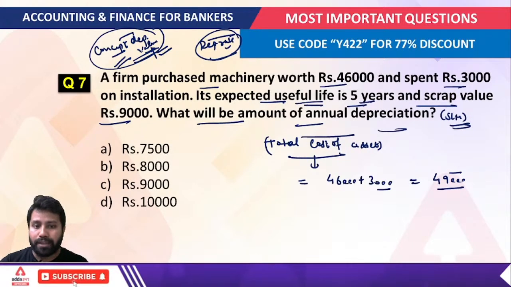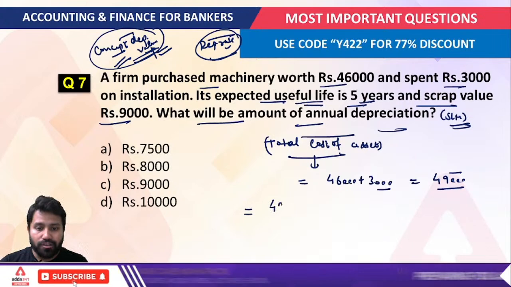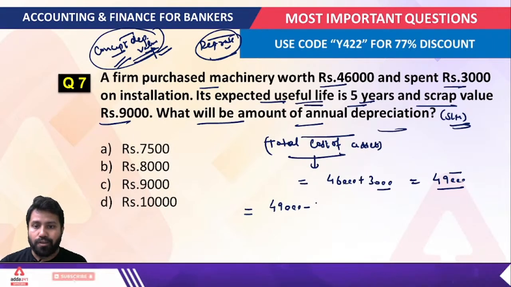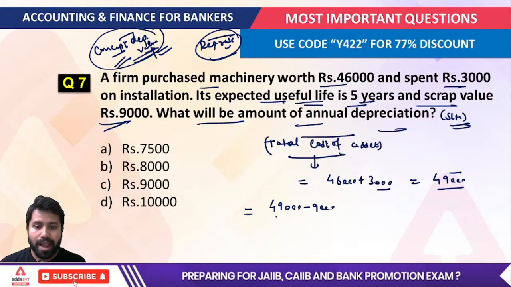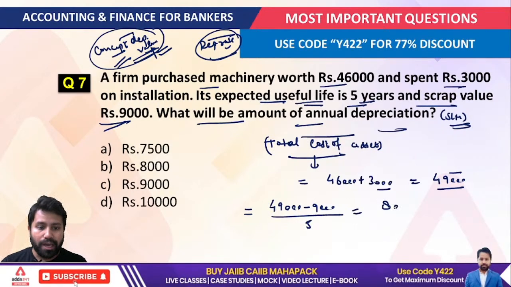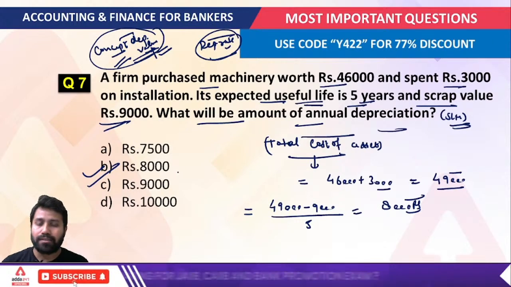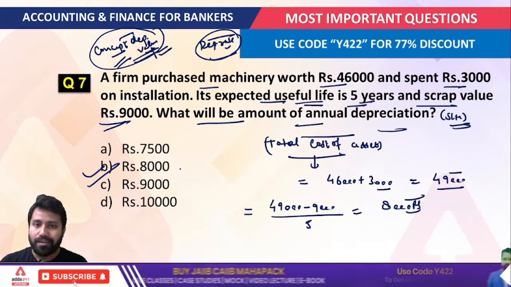So that's why the depreciation value is constant in the case of the straight line method. Now for finding the annual depreciation, you have to write the total cost of the machine minus the scrap value. The scrap value is given as 9,000, and it will be divided by 5. So that becomes 8,000 rupees, and that is your answer for this question. This is how you have to solve the questions in the examination also.